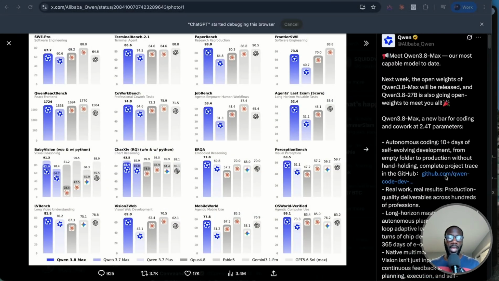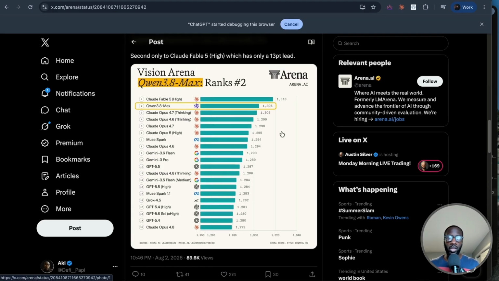We just got a major release several hours ago from Alibaba. Their next open source model, Qwen 3.8 Max, is rivaling the top frontier models that are out, including Fable, and everyone is raving about it. It is actually on the leaderboard for the Vision Arena, ranking number 2 after Fable 5, and I imagine Opus 5 as well, because Opus 5 is the top when it comes to visual.